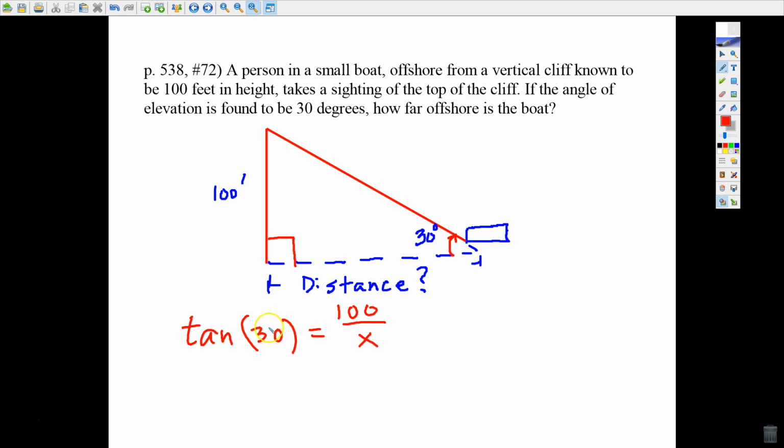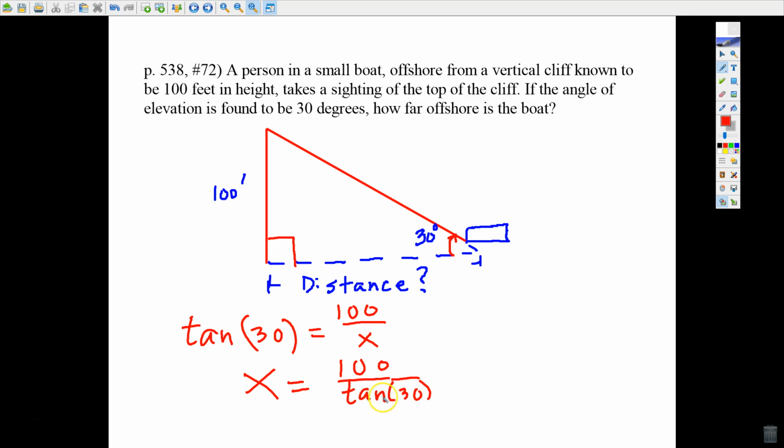So you can think of it this way, really. What is going to happen is we're going to multiply by x and then divide by tan 30. Can you see that? To solve for x? Well, basically what happens is these are going to switch places. So we can write it as 100 divided by tan 30.